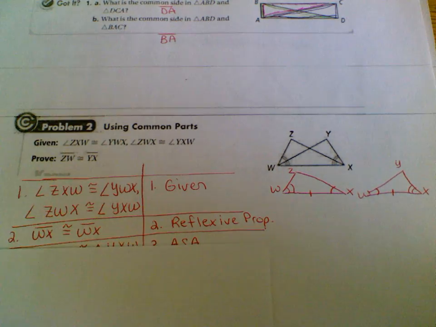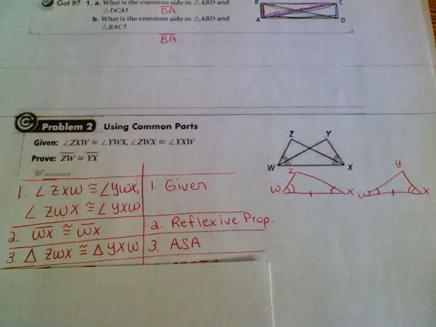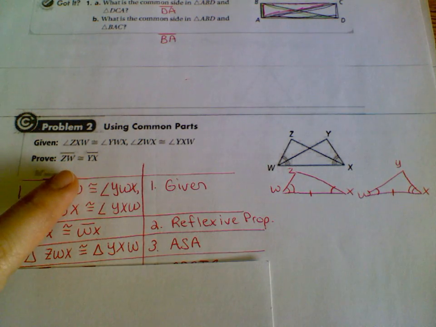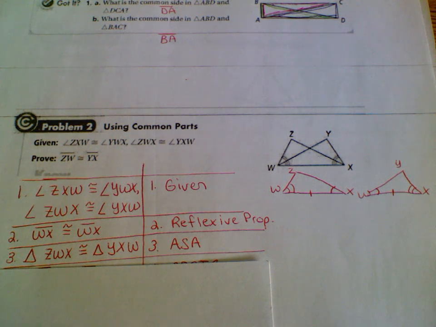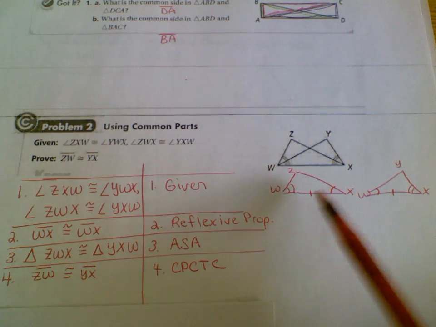by the reflexive property. Now notice that my triangles are congruent to each other by angle side angle, so that was the next step that I wrote down, those two triangles congruent to each other. And then last, I'm trying to show that ZW is congruent to YX, and those are corresponding parts, so I can write down those are congruent by CPCTC.